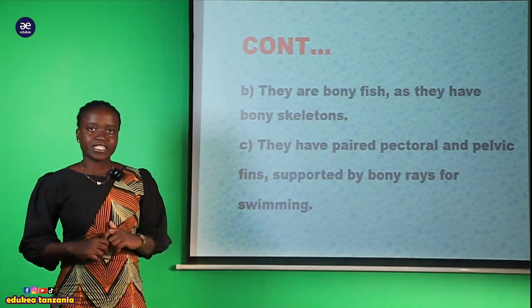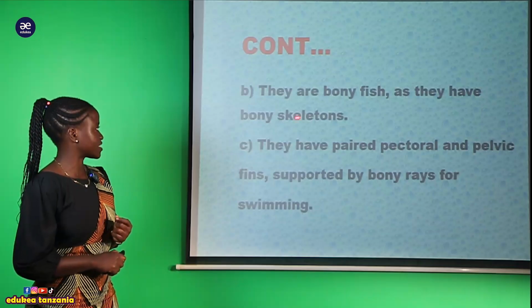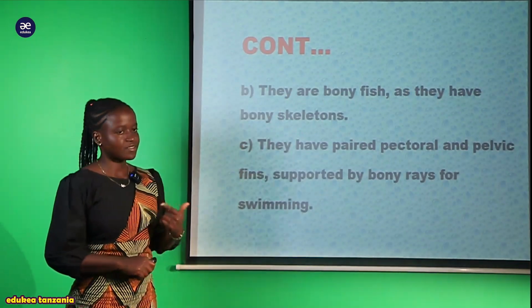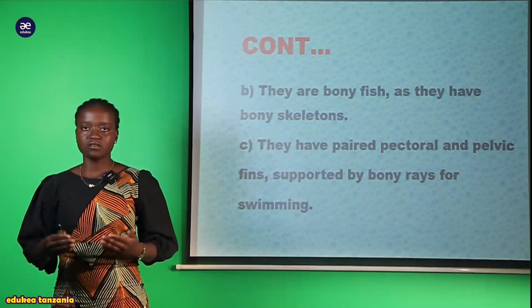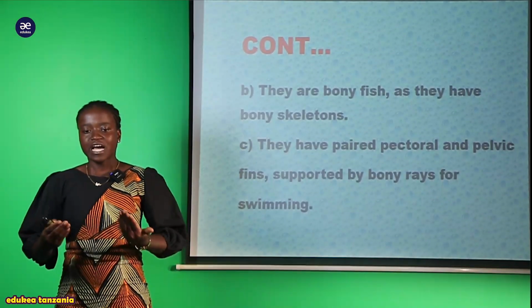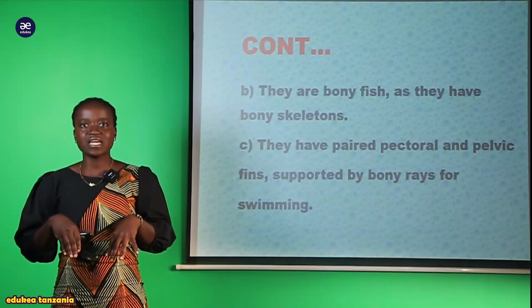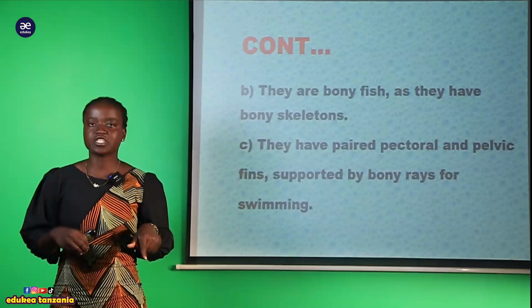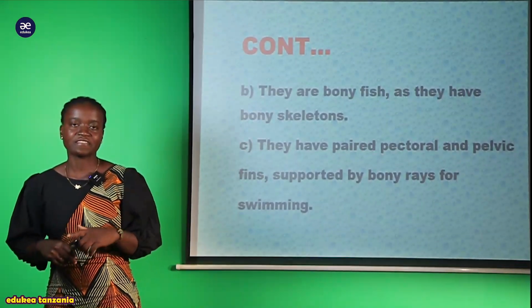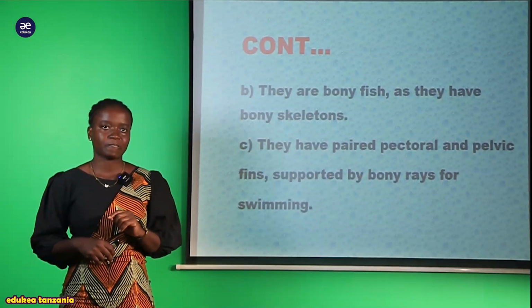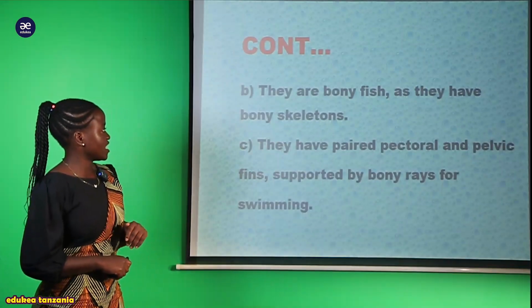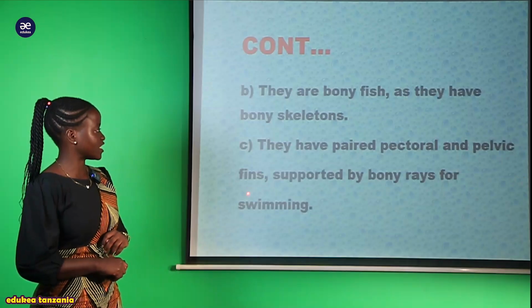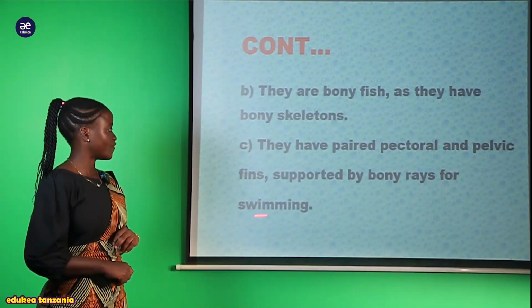And apart from that, this organism has another distinctive feature, and that is they are bony fish, as they have a bony skeleton. So we have said these organisms are bony fish because they have a bony skeleton. So within their body, their skeleton in general is made up of bone, and that is a distinctive feature. And another feature here, we are saying that they have paired pectoral and pelvic fins supported by bony rays for swimming.